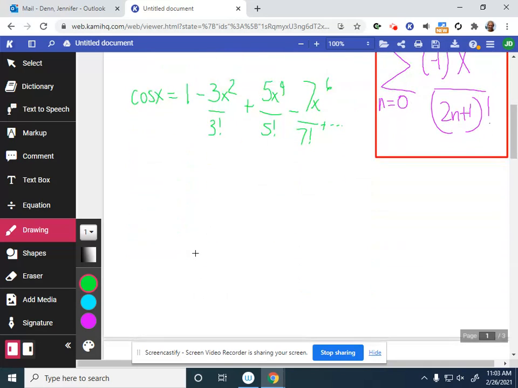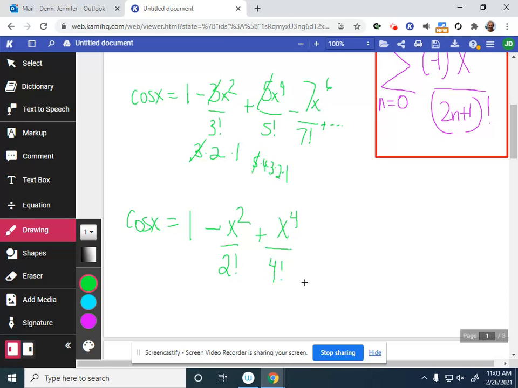So let's reduce this and see what we actually have here. The series for cosine is 1 minus, remember 3 factorial is 3 times 2 times 1. So the 3's are going to cancel. I'm going to be left with x squared over 2 factorial. 5 factorial is 5 times 4 times 3 times 2 times 1. So these 5's will cancel, and I'll have x to the fourth over 4 factorial. Same thing here, 7, 6, 5, 4, 3, 2, 1. 7's cancel, and I'm left with 6 factorial.